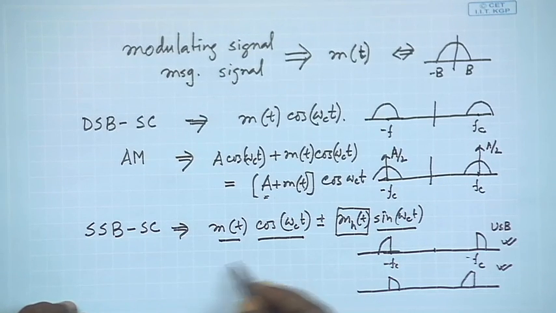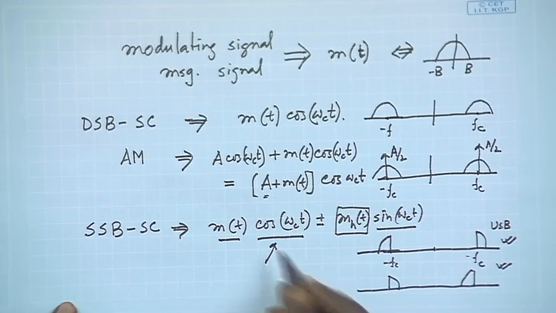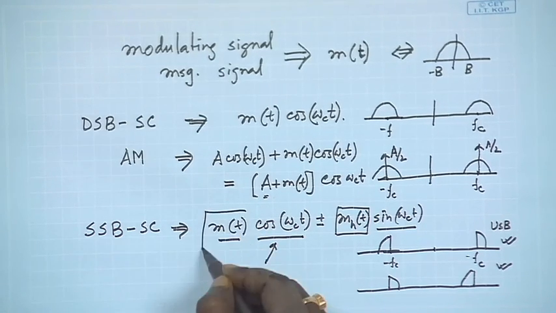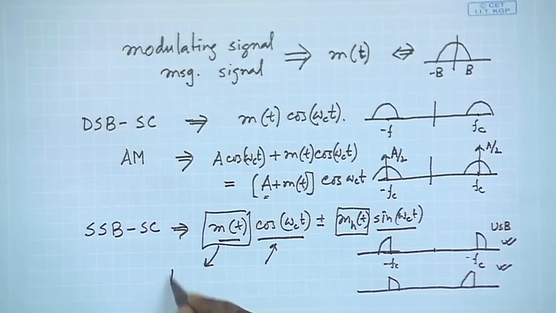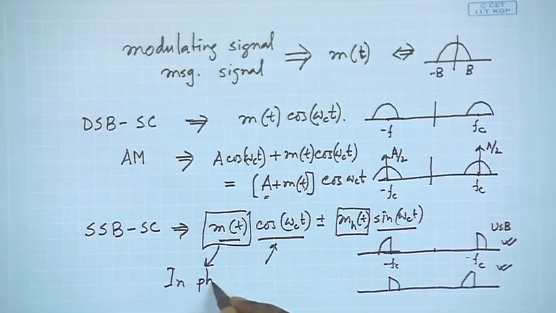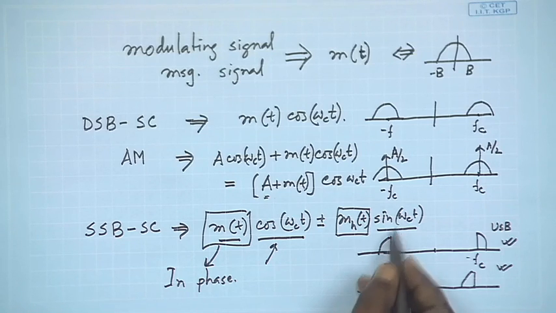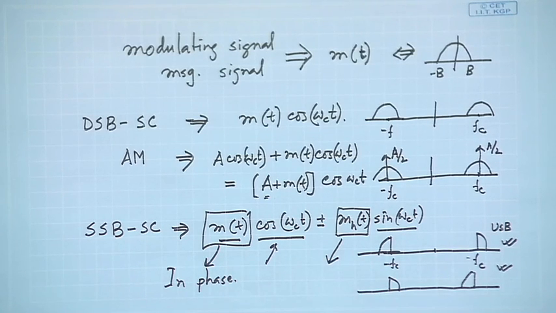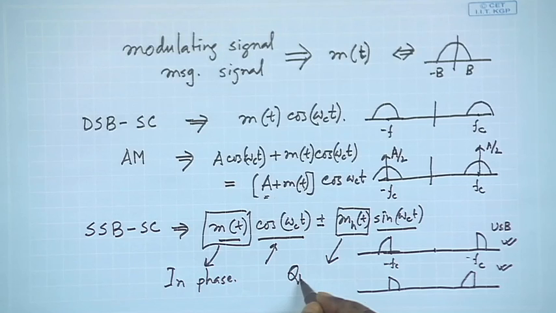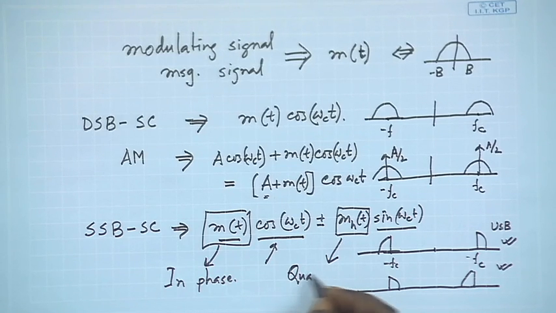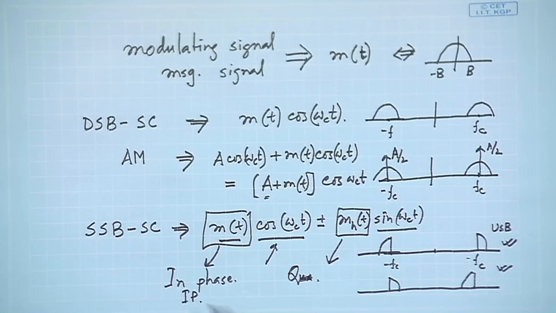Whenever we multiply with the cosinusoidal of the carrier, whatever we put over here, we call it the in phase term, and whenever we multiply with the sinusoidal, we call that a quadrature term or Q term. Okay. So, this is in phase and this is quadrature, or we simply call them I or Q.